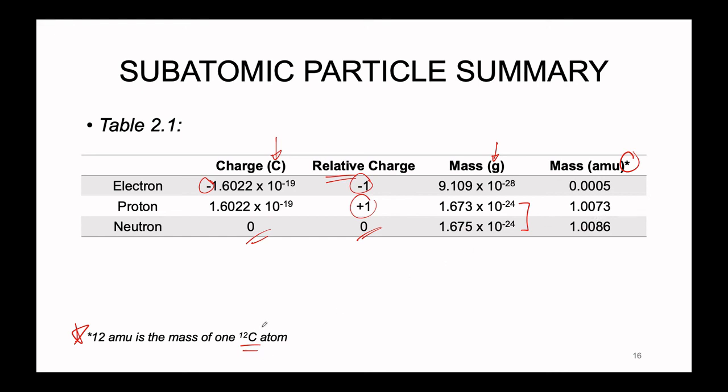So relative to the carbon-12 atom, the electron is 5 10,000ths of an atomic mass unit. The proton and the neutron are both approximately equal to 1. They are 1.0073 atomic mass units and 1.0086 atomic mass units. So again, we can see exactly how small the electron is, relative even to the proton.